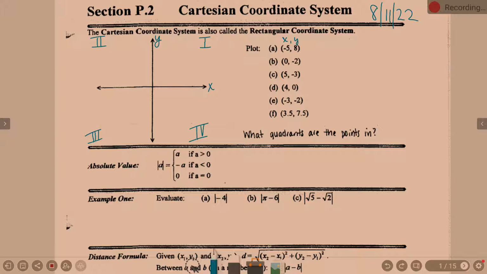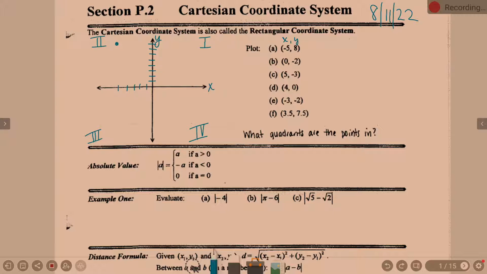So, okay, let's practice plotting here. How do we plot negative 5, 8? Negative 5, the first number takes us left or right. Since it's negative 5, we're going to go left 5. The second number takes us up or down. Since it's positive, we're going to go up. So my coordinate of negative 5, 8 is somewhere up there.